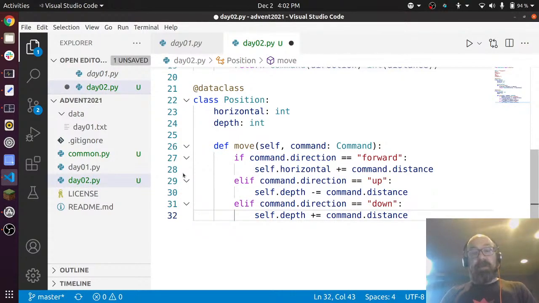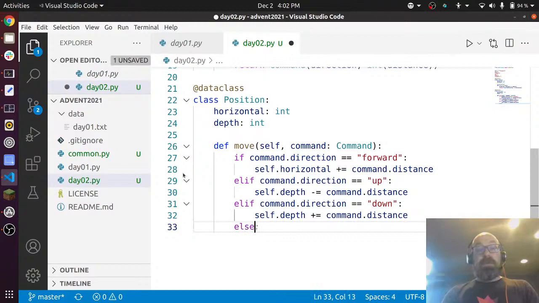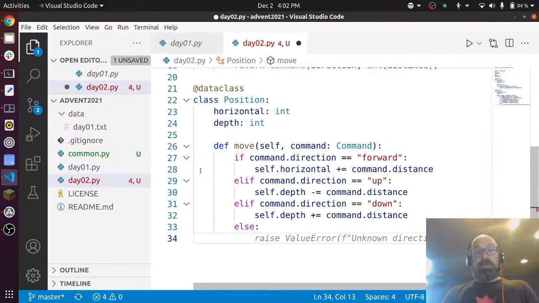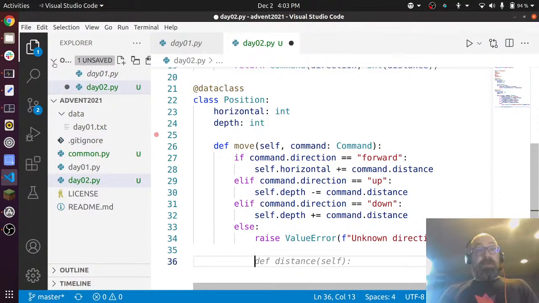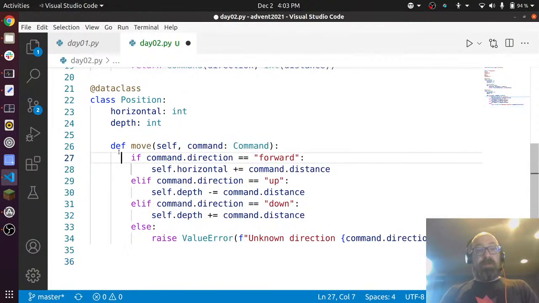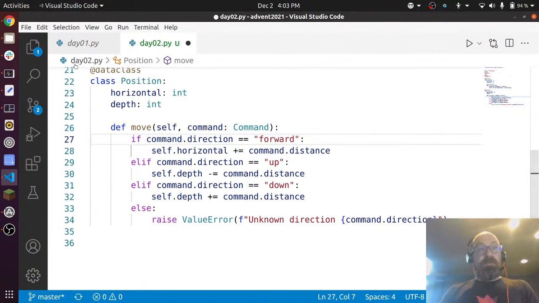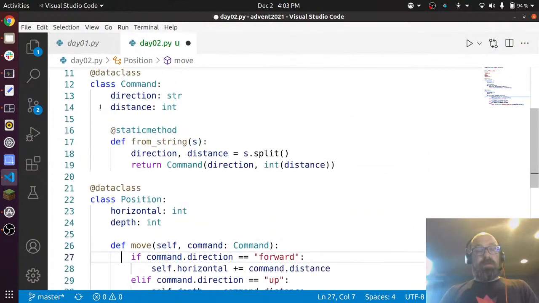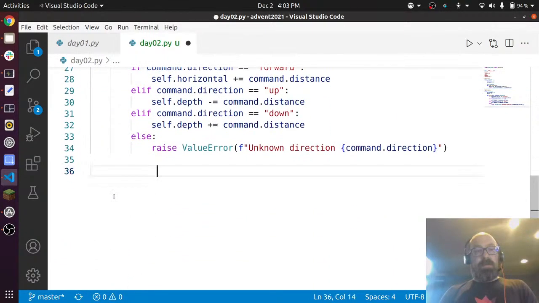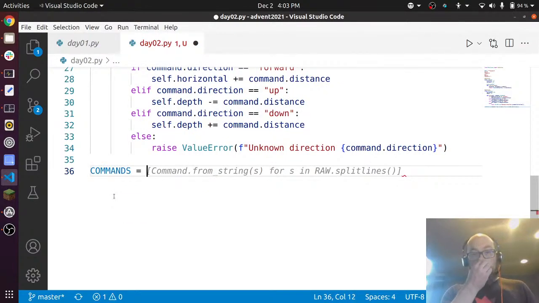Okay, so it's smart enough to figure this out. So that's good. And then that's really interesting. So that seems right as well. Now what I want to do is I want to say commands equals, alright, that seems pretty good too.